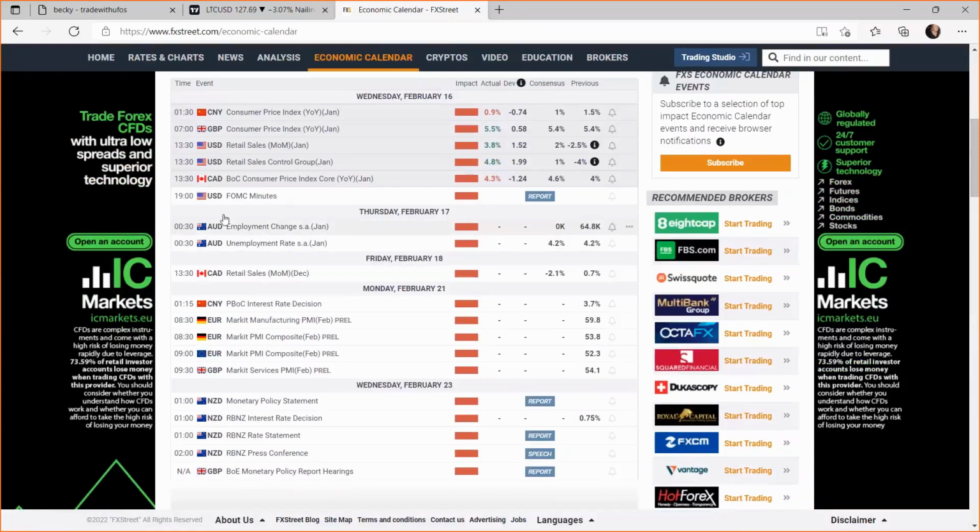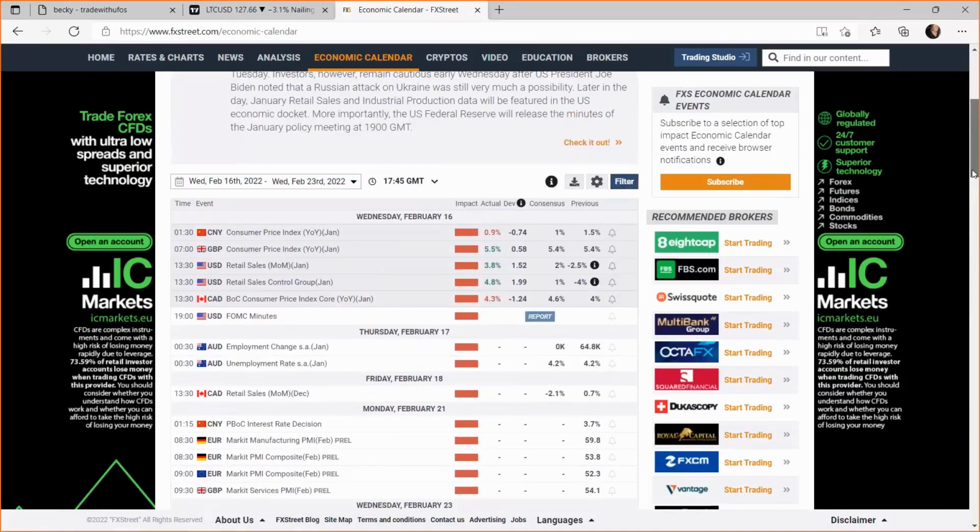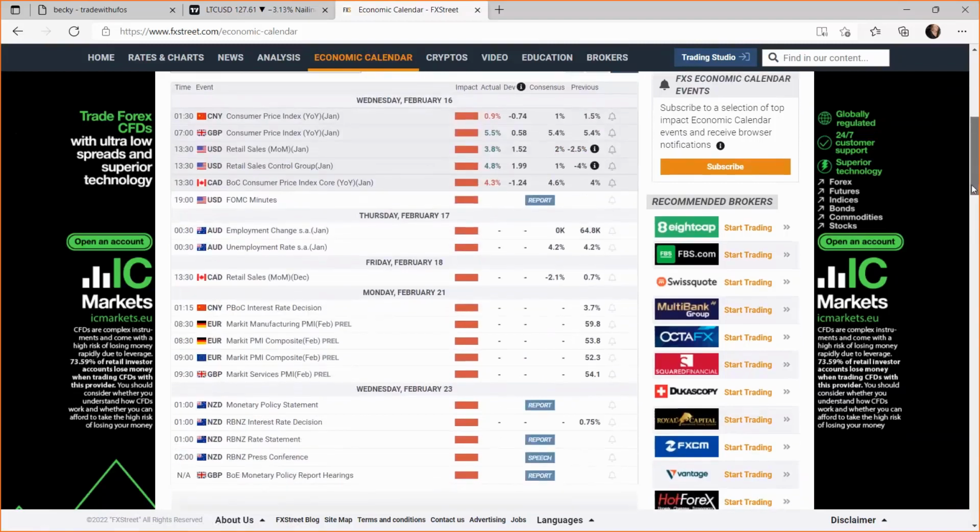So for example, we've got the Australian dollar. I think we're in GMT here. Yeah, we are. So in GMT, Greenwich Mean Time, Australian dollar news is coming out early hours tomorrow morning. So perhaps we don't want to place too many trades on the Australian dollar. Friday, we have some middle of the day news coming out that could affect the Canadian dollar.